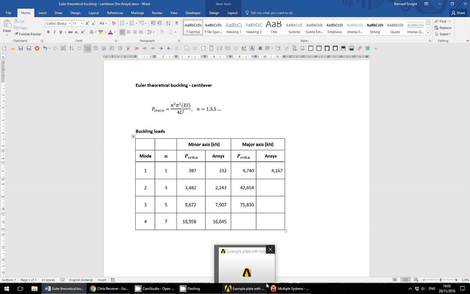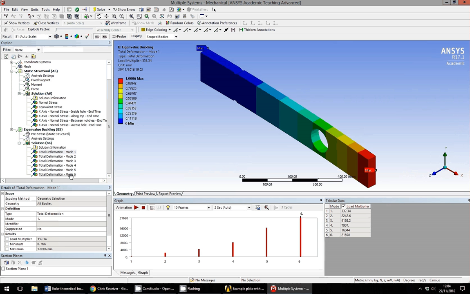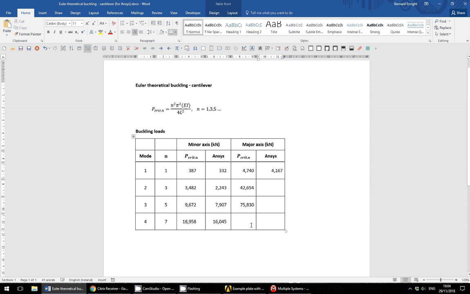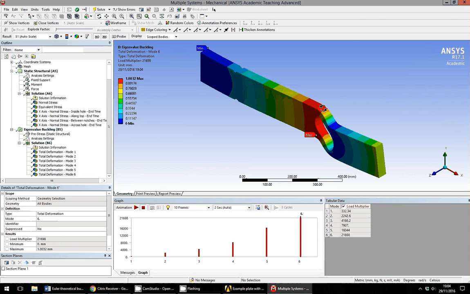Now mode 6, what was that? There were 4 modes about the minor axis, and I have 1 mode about the major. Let me just go back to that and look at mode 6. This one is predicting 21,698. So let's update that table here: 21,698. Now that's much lower, about half the theoretical, whereas the others are of the same order. This is quite different, and that's because of the buckling that we saw about the hole. This is lowering, as you'd expect, the buckling capacity of that.